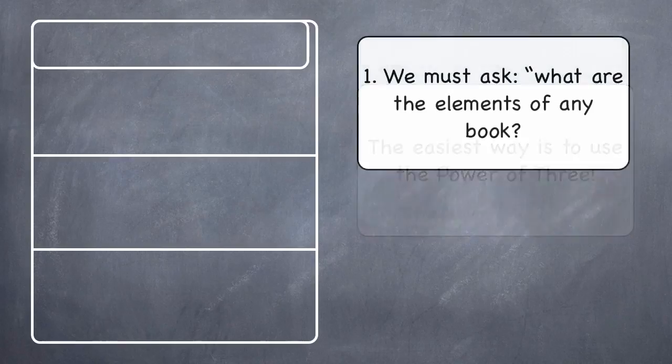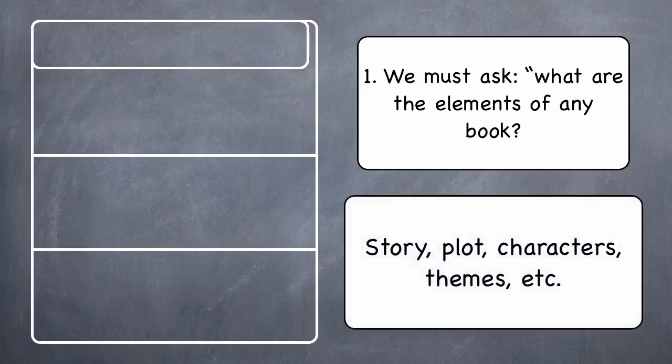Now, the first thing we want to do is ask what are the elements of any book. Again, because we want to divide the book into elements, into aspects, into different parts that we could discuss. Any novel, any book of fiction will have these elements. It will have the story, the plot, the characters, themes, among other things. But these 4 are enough for us, for sure, because we need to only pick 2.